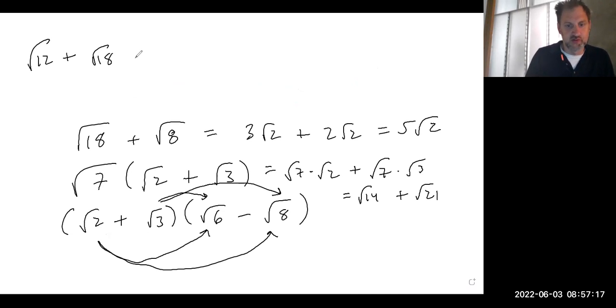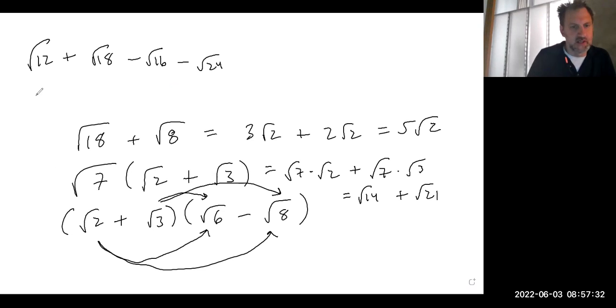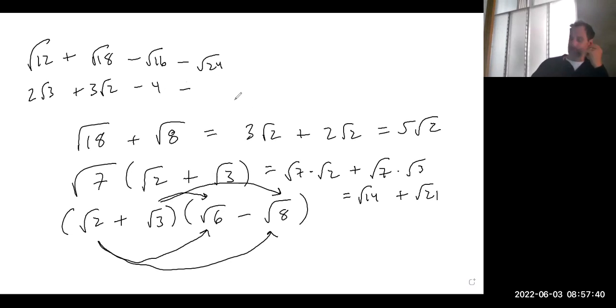So I got the square root of 12, the square root of 18 minus the square root of 16 minus the square root of 24. Let's see what matches up, if anything. So 12. Well, pause the video and see what you come up with here. But 12 is 2 root 3. This is 3 root 2. This is just 4. Square root of 24. Oh, 2 root 6.